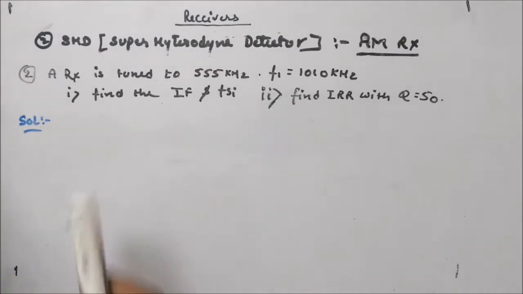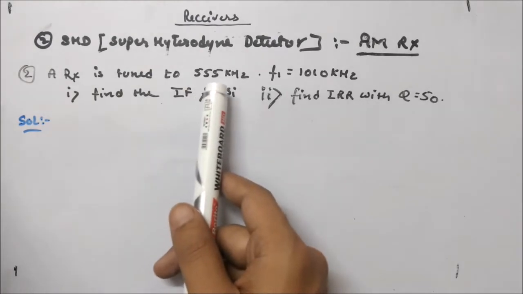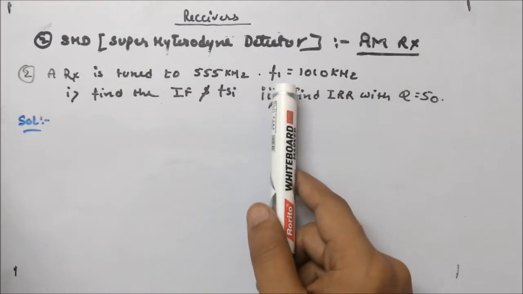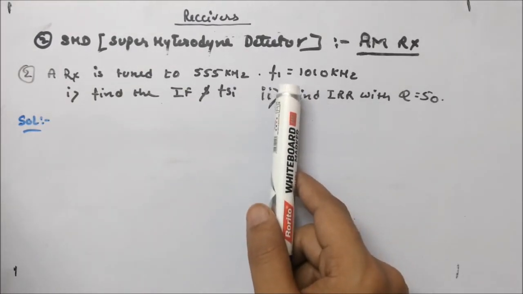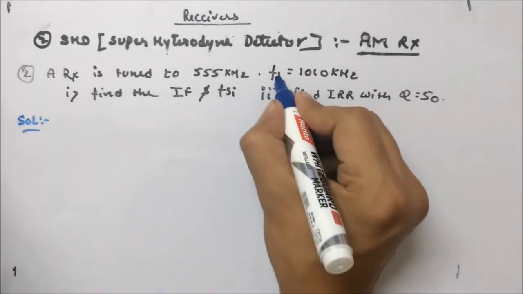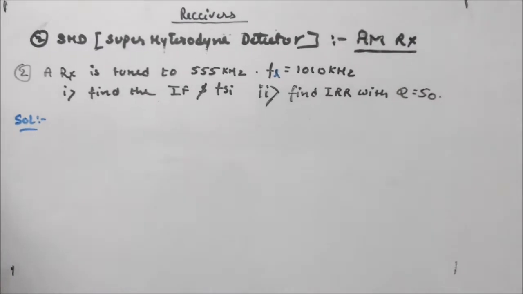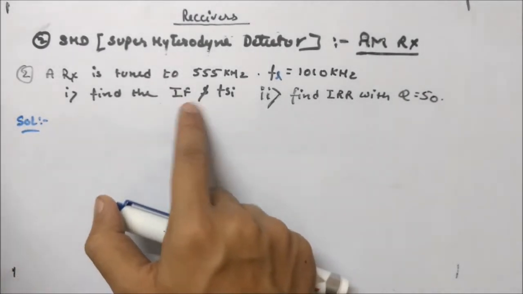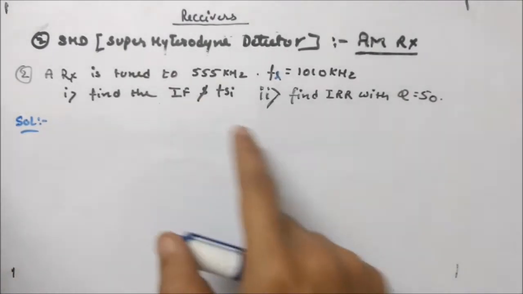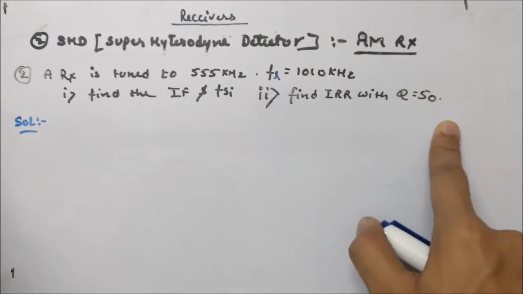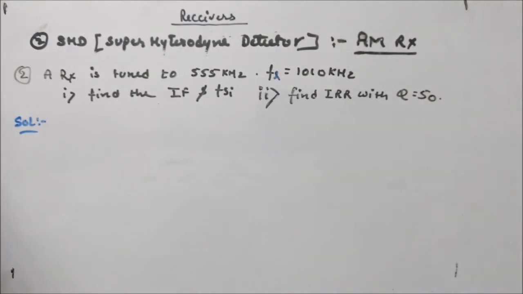Let's take another example. A receiver is tuned to 555 kilohertz. FL is given as 1010 kilohertz. Now what will be the IF and FSI? First you have to calculate those, then you have to calculate IRR with Q equal to 50.